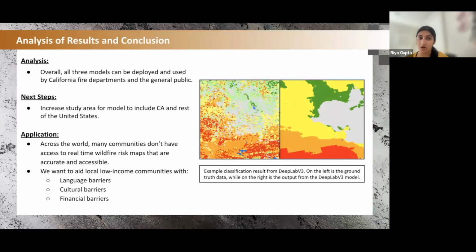How would we apply this model? Across the world, many communities don't have access to real-time wildfire risk maps that are accurate, efficient, and accessible to them. As such, we would like to be the first in giving such an accurate model, and especially we want to help low-income communities that may experience several barriers that prevent them from understanding wildfire risk in their area, and which prevents them from ultimately preparing for a wildfire event.